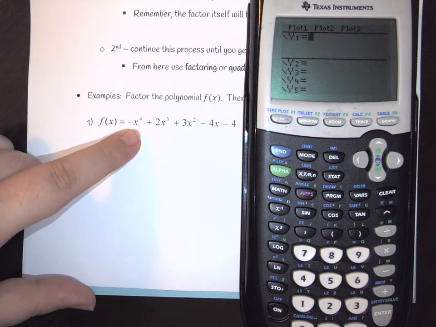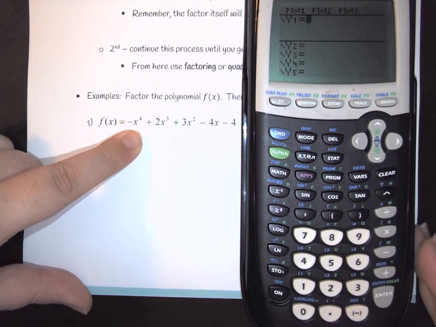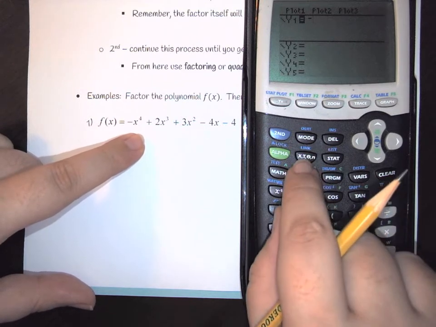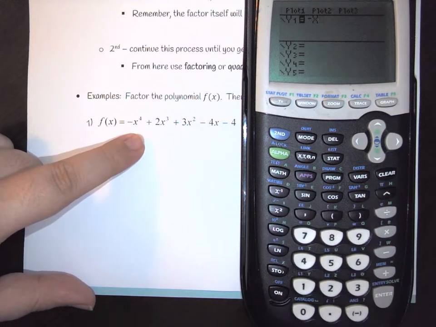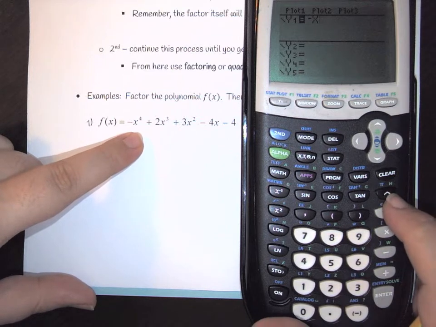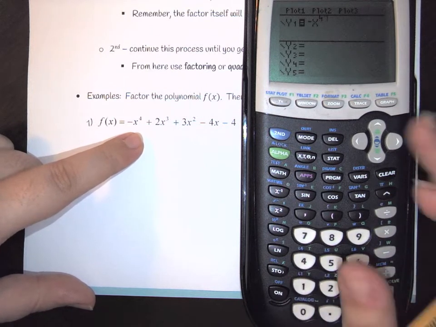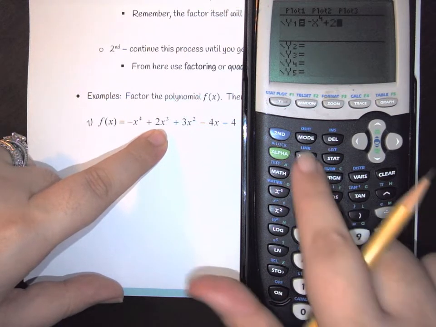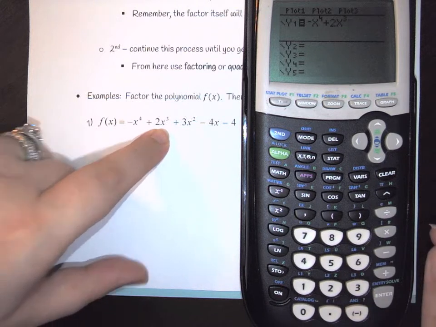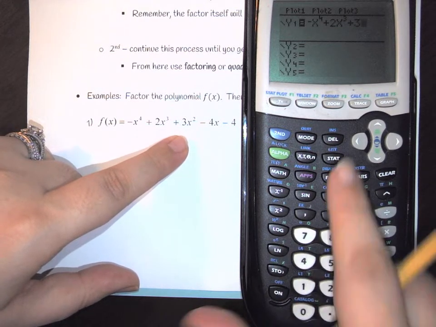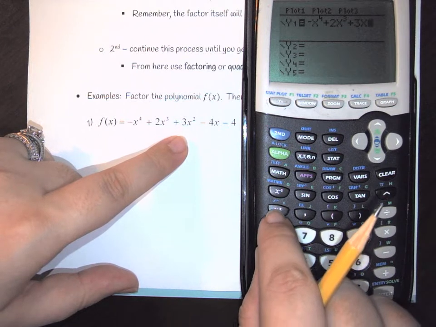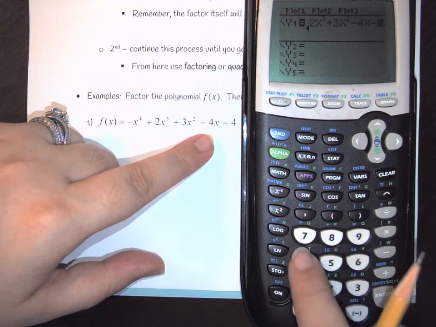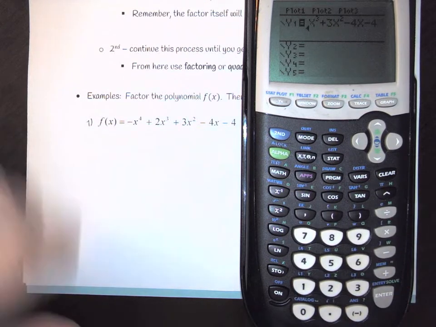So we have negative x to the fourth, so you're going to use the negative button down here, negative. You need to use your variable x, so that's this button here. And I went to the fourth, so I'm going to hit the hat and 4. Now I need to arrow out of my power so I can move on. So this is going to be plus 2x to the third, move out, plus 3x squared, and I'm going to use my little square button here to make it easy on myself. And then I have minus 4x and minus 4. Okay, so I got everything input.